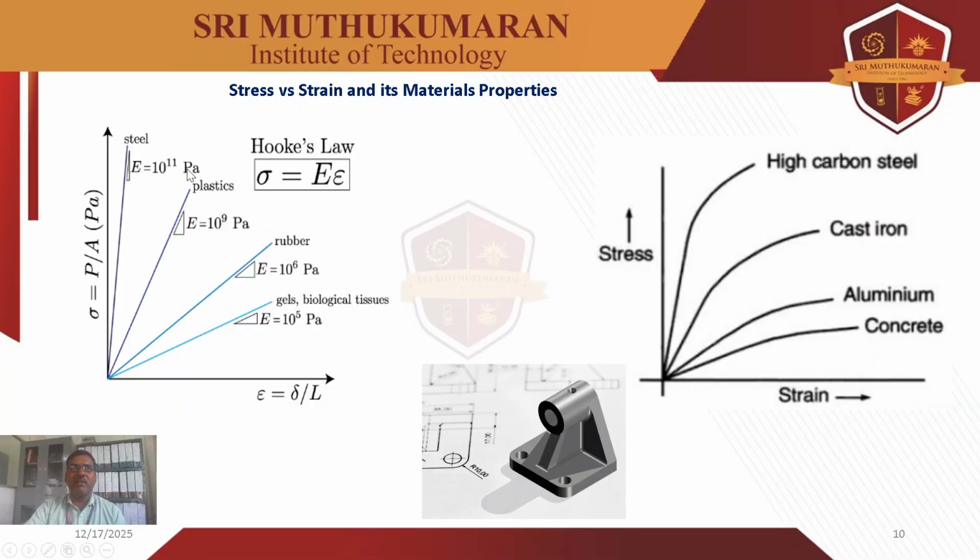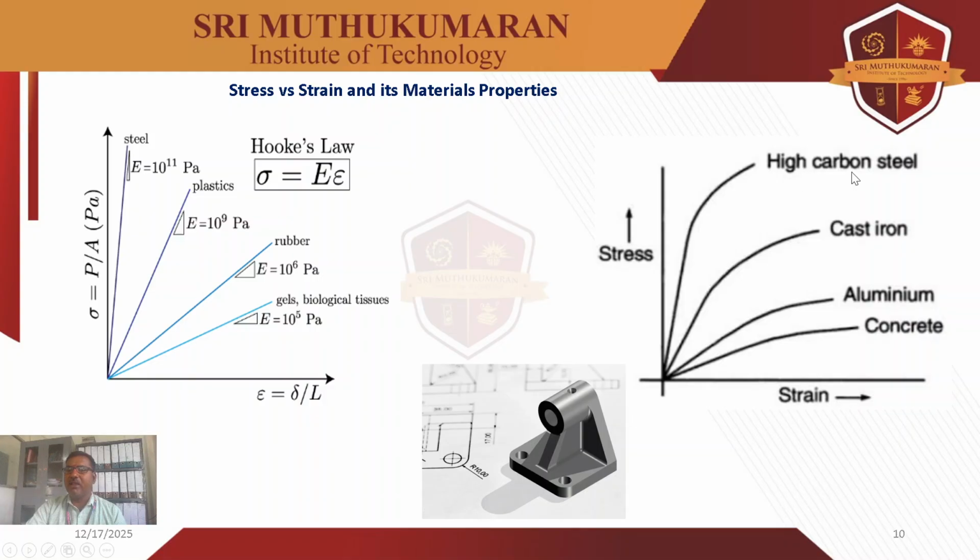The Pascal unit is Newton per meter square. So 10 power 11 divided by 10 power 6 gives 10 power 5 Newton per mm square; that is the unit calculation. Next, steel, plastic, rubber, gel, and biological tissues. Plastic is 10 power 9 Pascal, rubber is 10 power 6 Pascal, and gel and biological tissues are 10 power 5 Pascal. These are the stress and strain values for some of the materials.